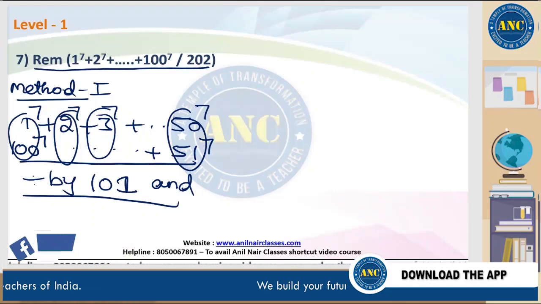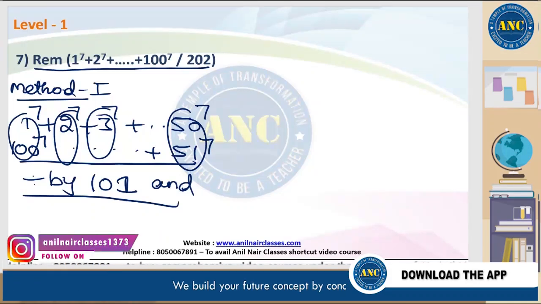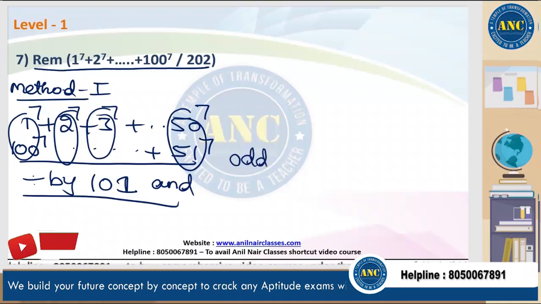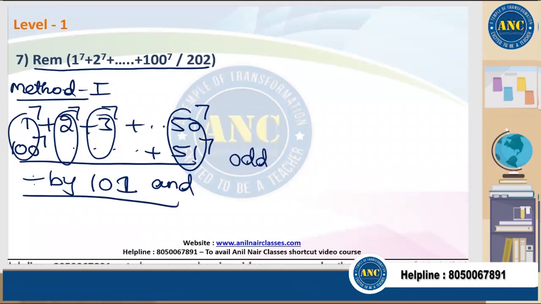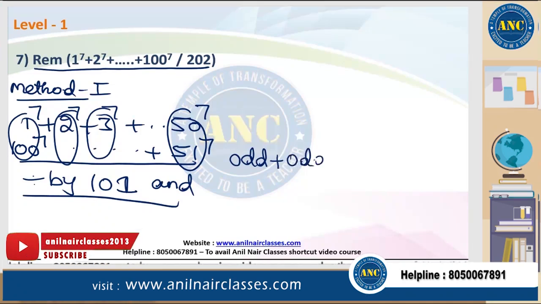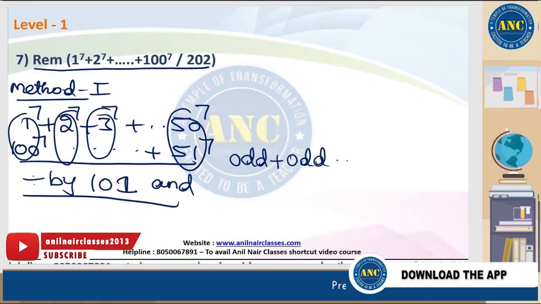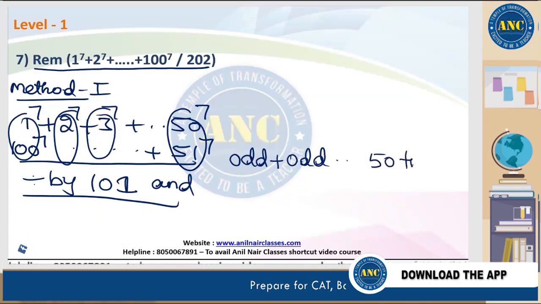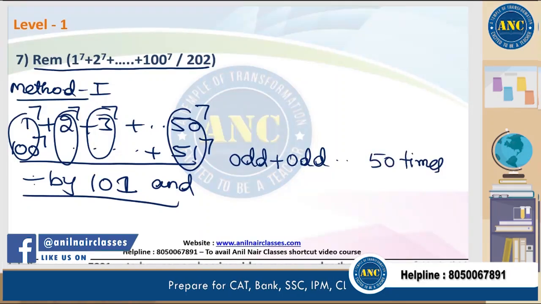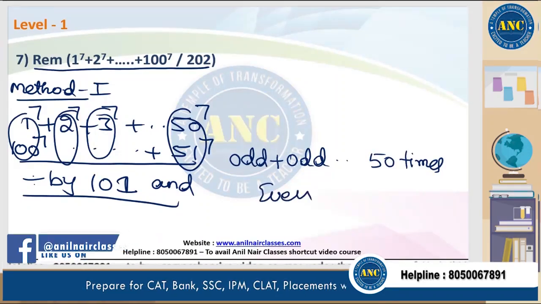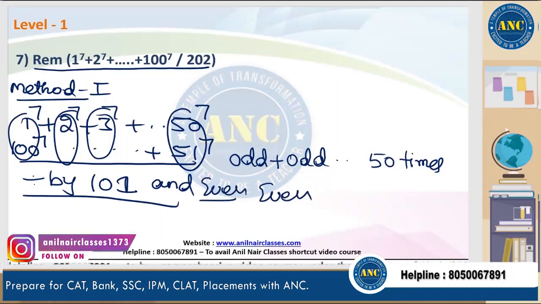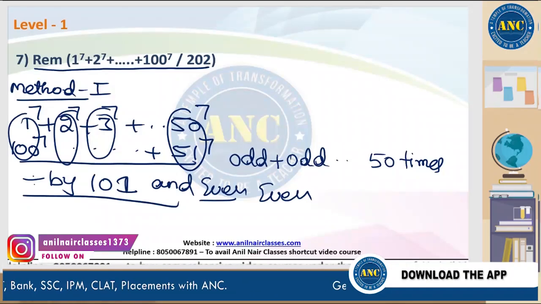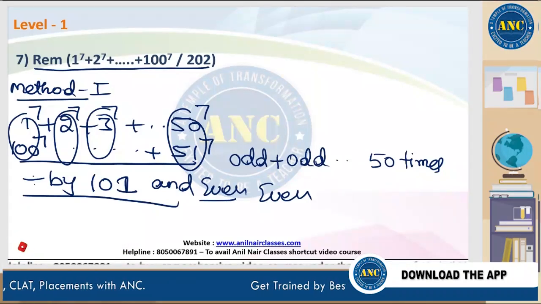1 is an odd number, 100 is an even number. Even plus odd is odd. Like that, 2 and 99: 2 power 7, 99 power 7. Even plus odd, odd. Odd, odd, odd. Of the total 100 terms, I am getting 50 odd numbers. If I add 50 odd numbers, I will get an even number. So it is divisible by 101 and an even number. Even number means divisible by 2 and 101.